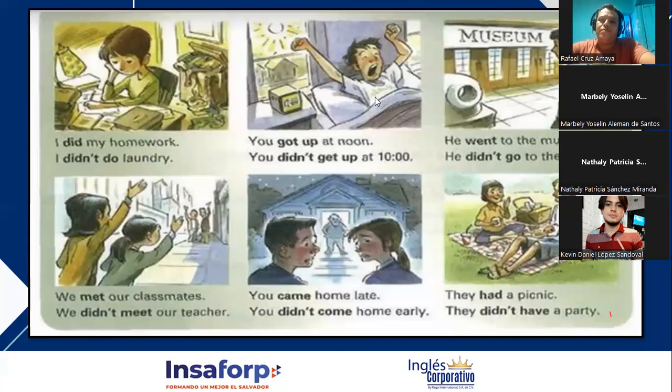We met our classmates. We didn't meet our teacher. Correct. En pasado es met, en presente es meet. Very good. Number five.